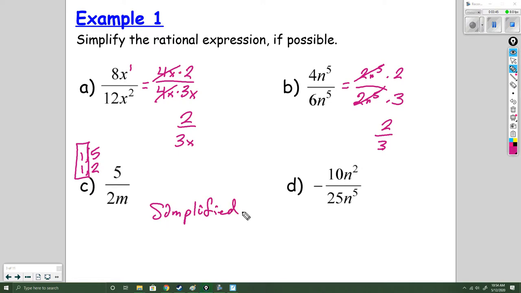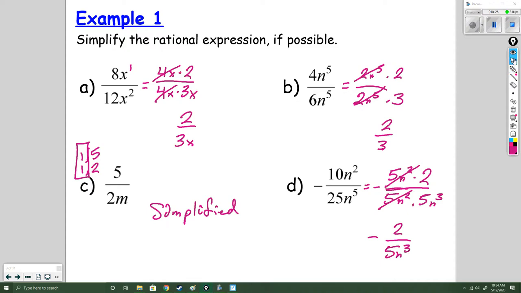If we take a look at D, between 10 and 25, we have a common factor of 5, so I'm just going to write that negative, and then we have 5 in the numerator and denominator. And then n squared and n to the 5th, the most that we could take out of both of these would be 2 of those n's, so that's n squared in the numerator and denominator. 10n squared is just 5n squared times 2, and then 25n to the 5th is just 5n squared times 5n to the 3rd. Cancel out those common factors, and that leaves us with negative 2 over 5n cubed.